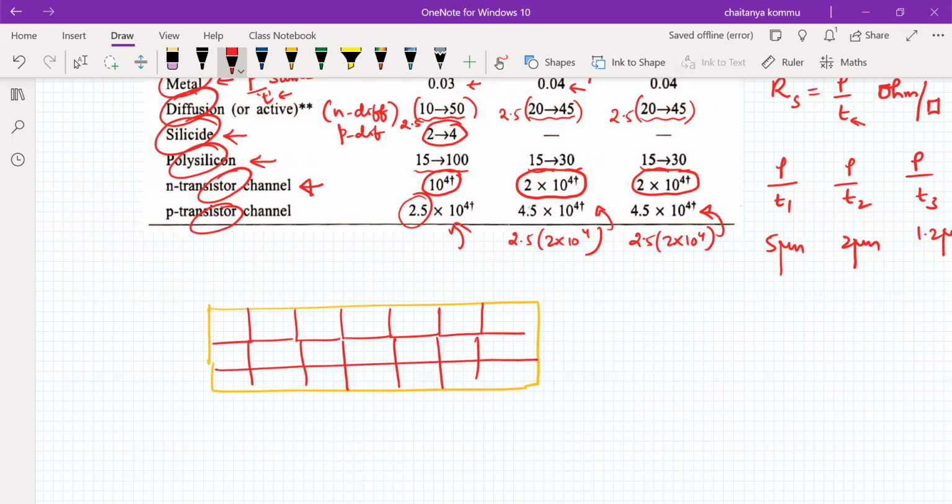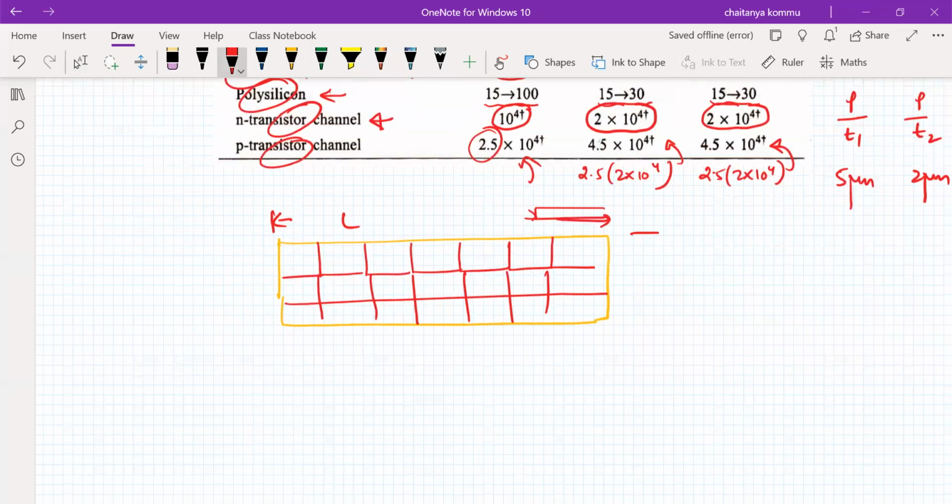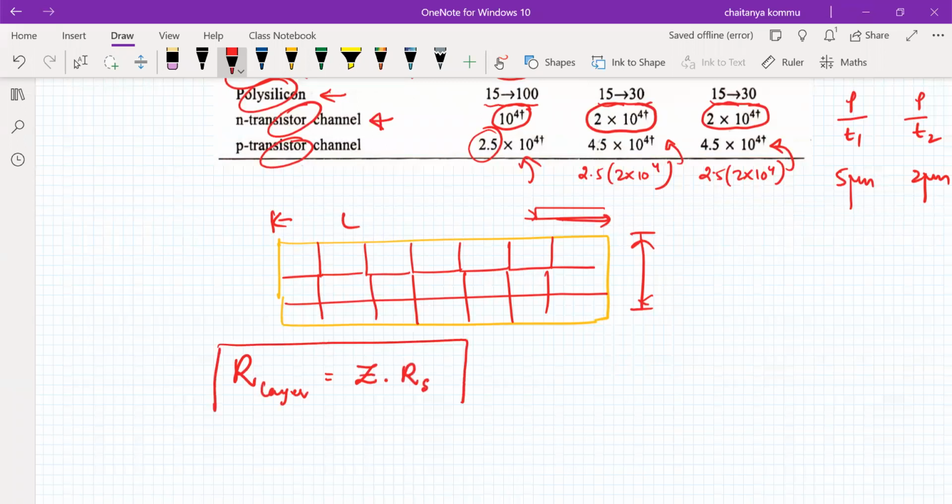Okay, so I can calculate the length of this one, for example, this is the length, and this is the width of this one. I can calculate it very easily. But instead of saying like that, the resistance of any layer will be the dimensions of that material multiplied with its sheet resistance. So this is the point of interest that we need to do. This is how we have to calculate the resistance of a material.